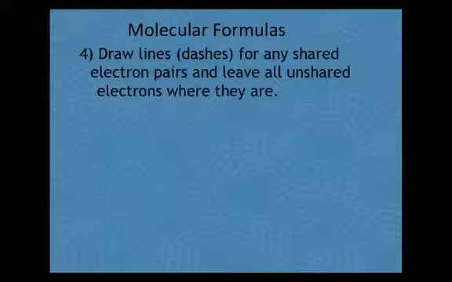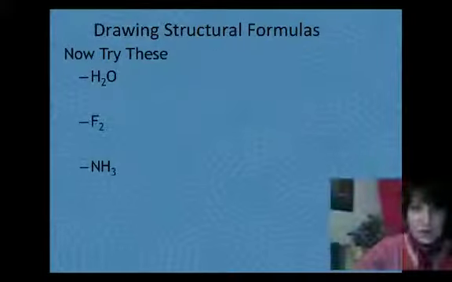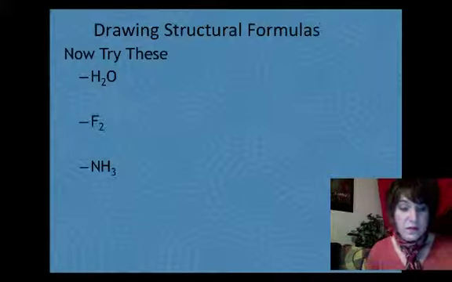Okay, next, draw lines or dashes for any shared electron pairs and leave all unshared electrons just right where they are. So here's our methane. We're going to draw a line to represent shared pairs of electrons. There you go, 4 single bonds there. Now let's try a few more.